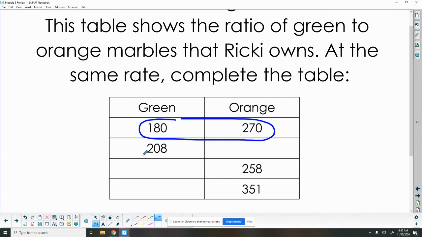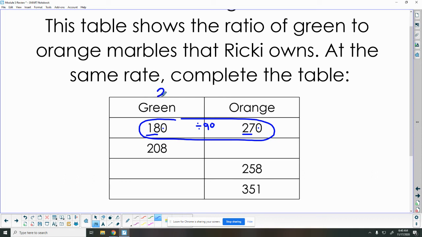So let's start and simplify and see if that will help us get where we need to go. I'm noticing this is 18 and 27. Can you think of a number that goes into 18 and 27? Well, 9 goes into both of those. They both have zeros on them, so 180, we're going to divide these both by 90. So 90 plus 90 is 180.